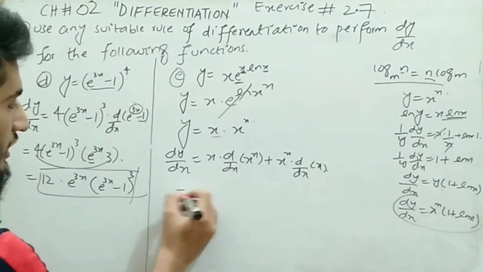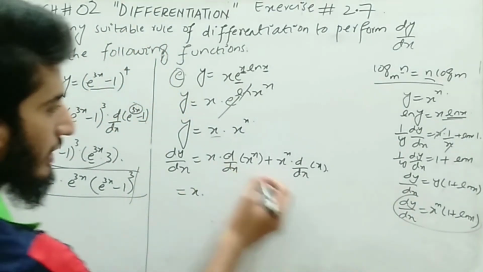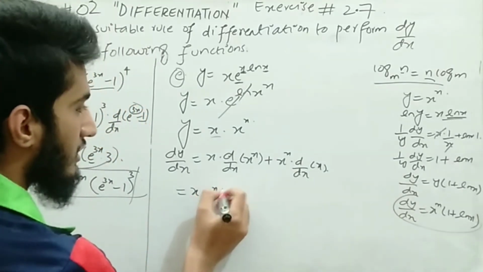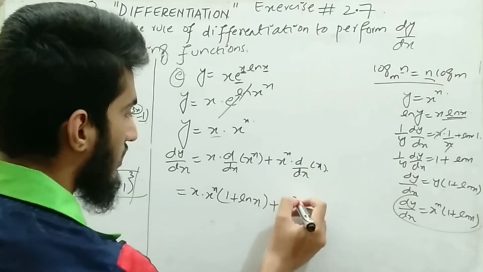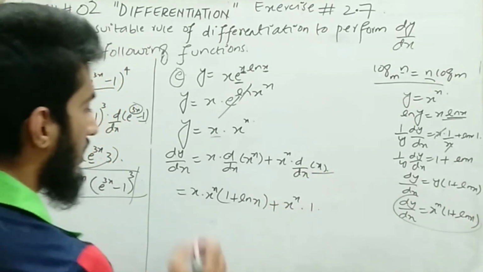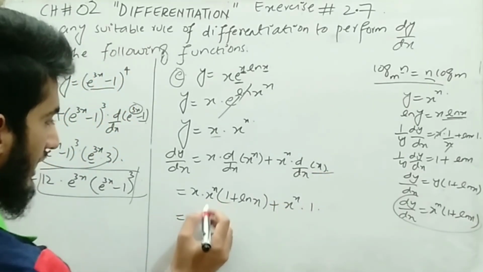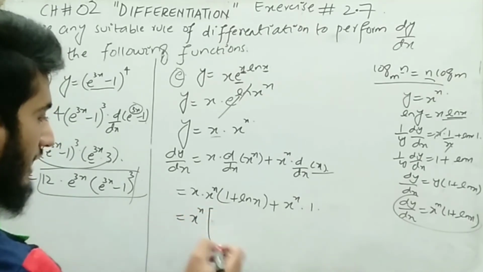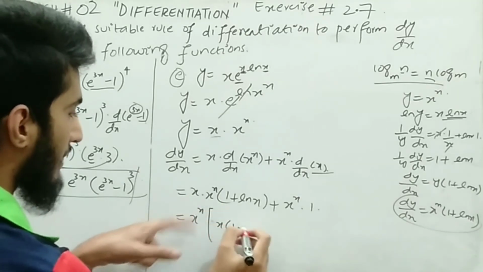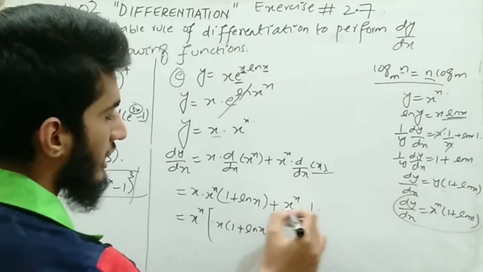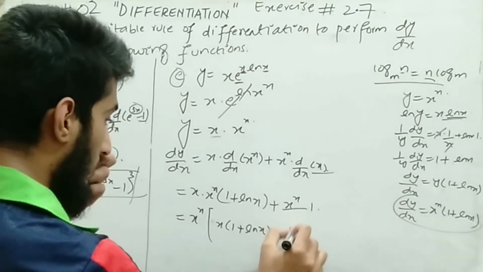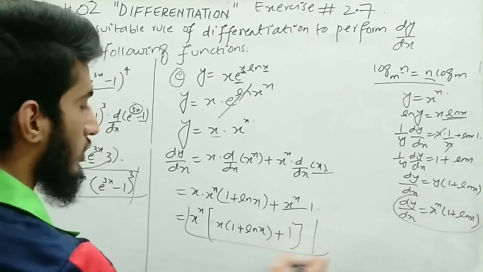So we will put the value over here. So x multiply x power x, whose derivative is x power x into 1 plus ln of x, and plus x power x and the derivative of x is just 1. So after this, taking out x power x common, inside we are left with x multiply 1 plus ln of x, and plus, if we take out x power x common, we are just left with 1. So this is the required derivative for part number e.